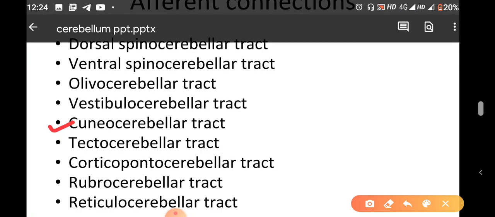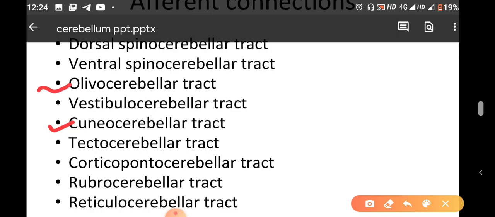Now the cuneocerebellar tract. It arises from the accessory cuneate nucleus and carries proprioceptive impulses from the upper limb, upper trunk and the neck. It enters through the ipsilateral inferior cerebellar peduncle and is distributed to the spinocerebellum.